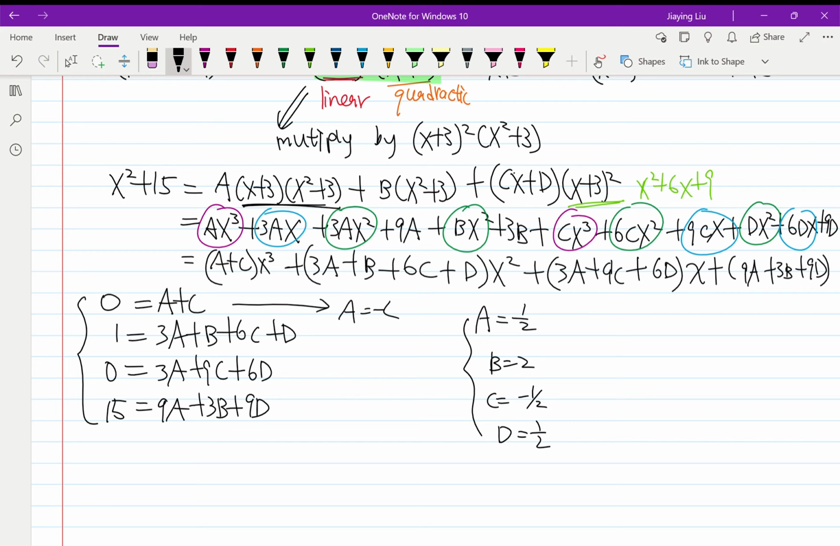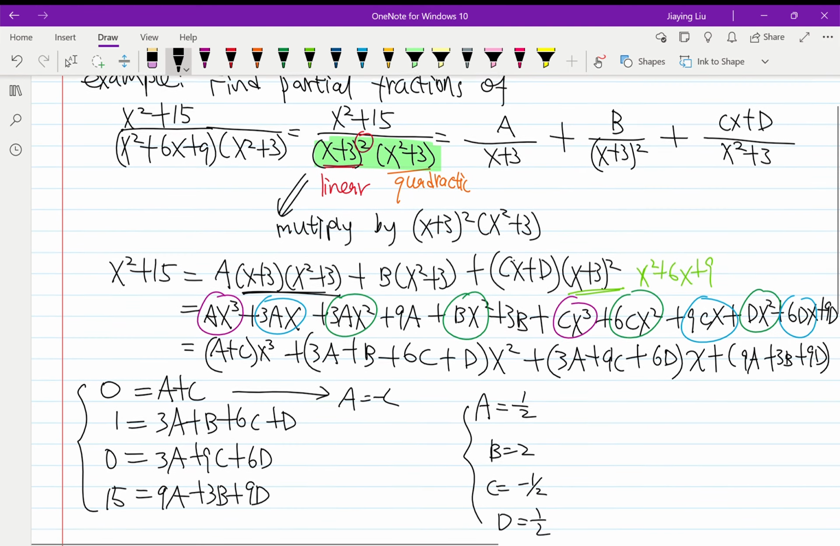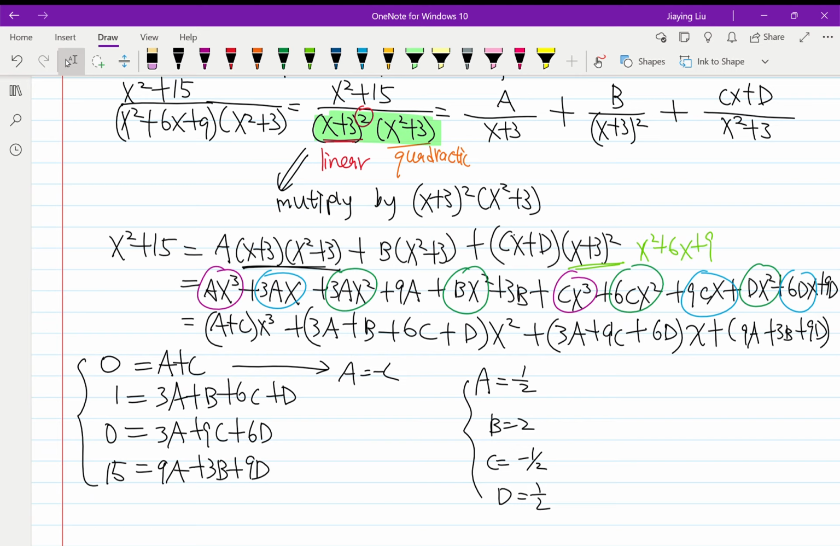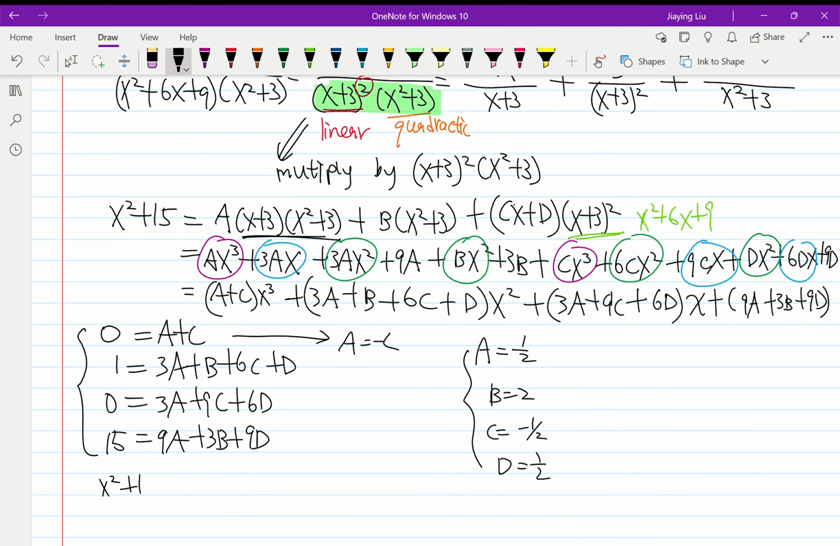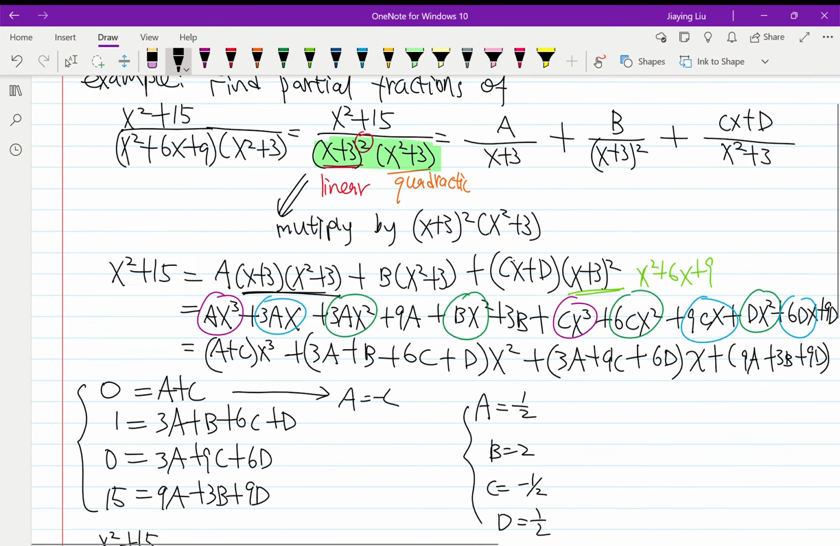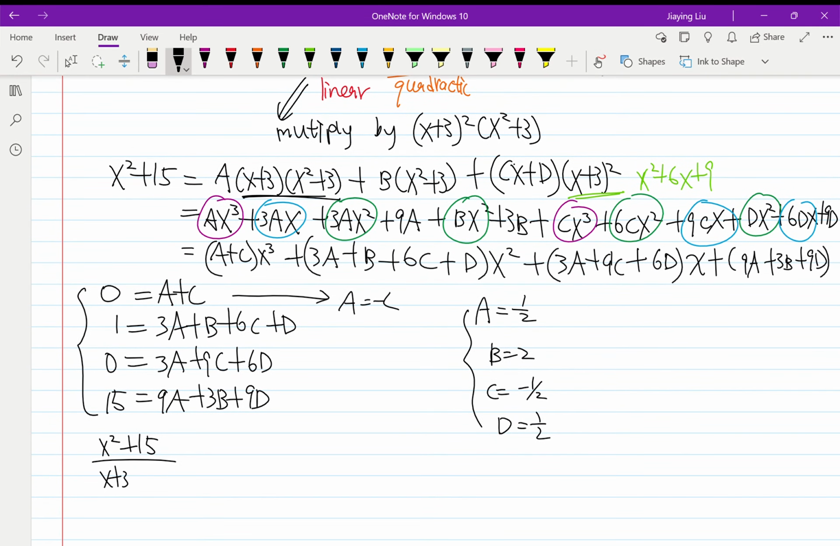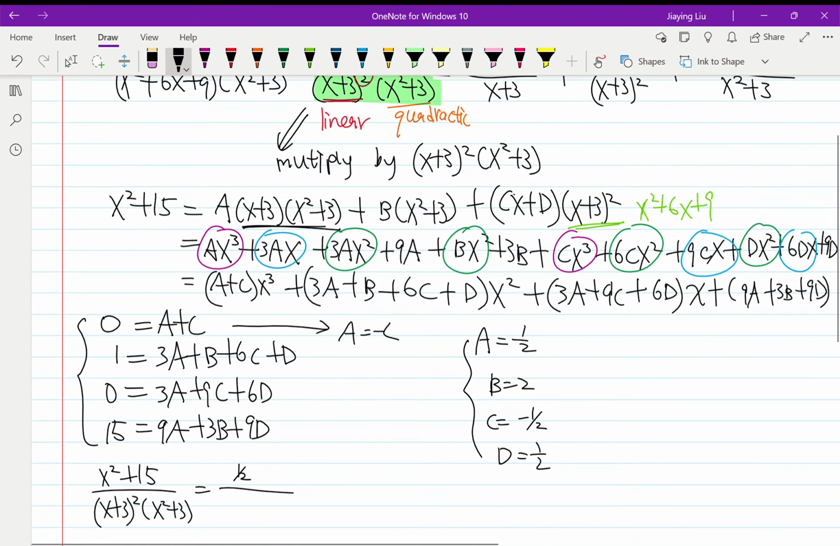Okay, so now we can actually write down the partial fractions for the given fraction. So let me just write down what I have. So I have x squared plus 15 over, it doesn't matter which one we pick, x plus 3 squared, x squared plus 3, and that's going to be a, which is 1/2 over x plus 3, plus b, 2 over x plus 3 squared, and the cx plus d, so that's negative 1/2 x plus 1/2 over x squared plus 3.